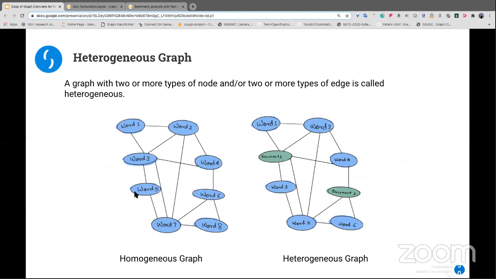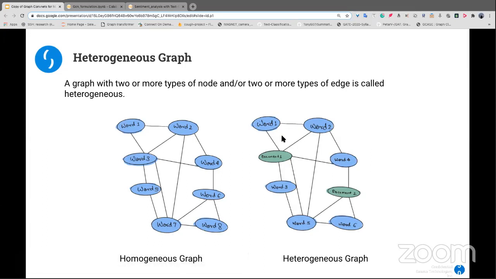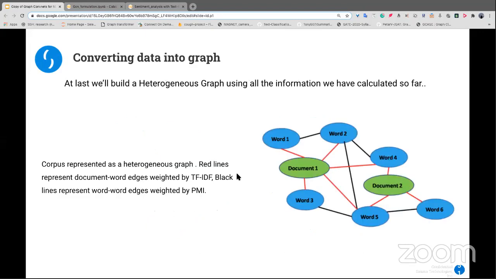So this is the heterogeneous graph. As you know, a heterogeneous graph is a mixed graph which contains many other graphs inside it. As you can see, there are two types of connection: one is word-to-word connection, and the other is word-to-document connection. A simple graph has only one type of connection, like word to word. Our final aim was to build a graph like this. We have all the information needed to build it, so we will go ahead and build this graph.